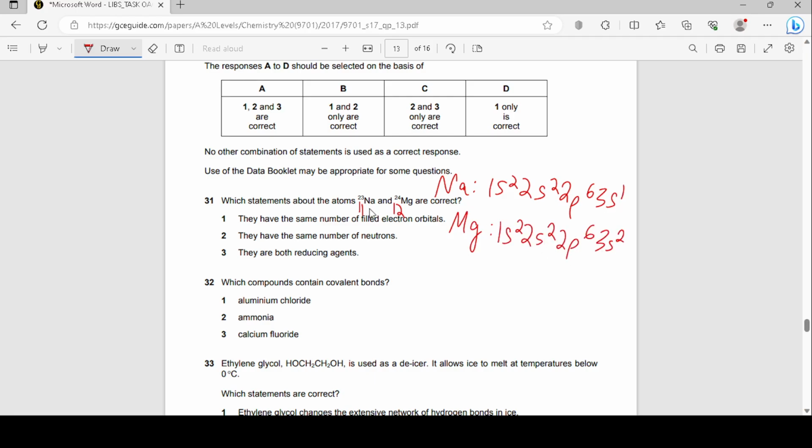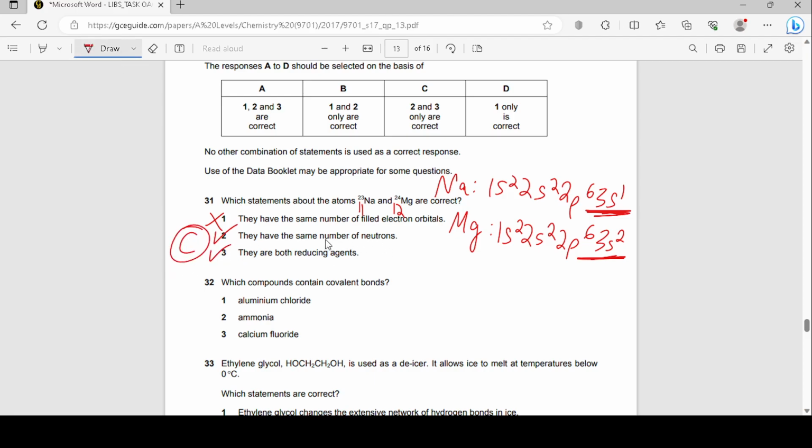So obviously in sodium, this orbital of 3s is not filled, is it? But in magnesium, it's filled. So magnesium has one more filled electron orbital as compared to sodium. So A is wrong, which directly means that B and C must be right according to the option choices they've given, right? 1, 2, and 3, 1 and 2, 2 and 3. We've already eliminated A, B, and D because 1 is wrong, and so C must be the correct one, which means 2 and 3 are correct. However, I will also test the options, but I can tell you that the answer is going to be C.